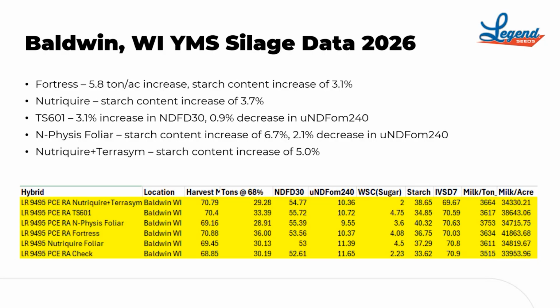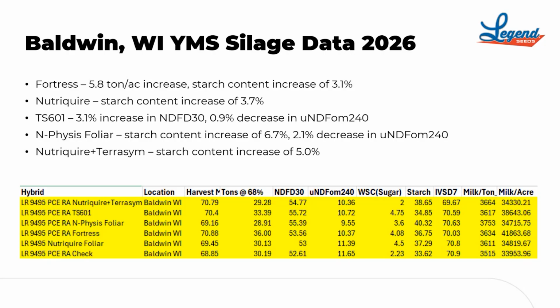So pretty good starch jump there. That's coming from the grain yield side. Now, I'm not going to tell you that every single time we're going to gain 5.8 ton with Fortress. Baldwin was kind of a one-off scenario last year. That was sprayed at 55 degrees with a full rate of Resicor. And then it didn't get warm for 2 weeks.